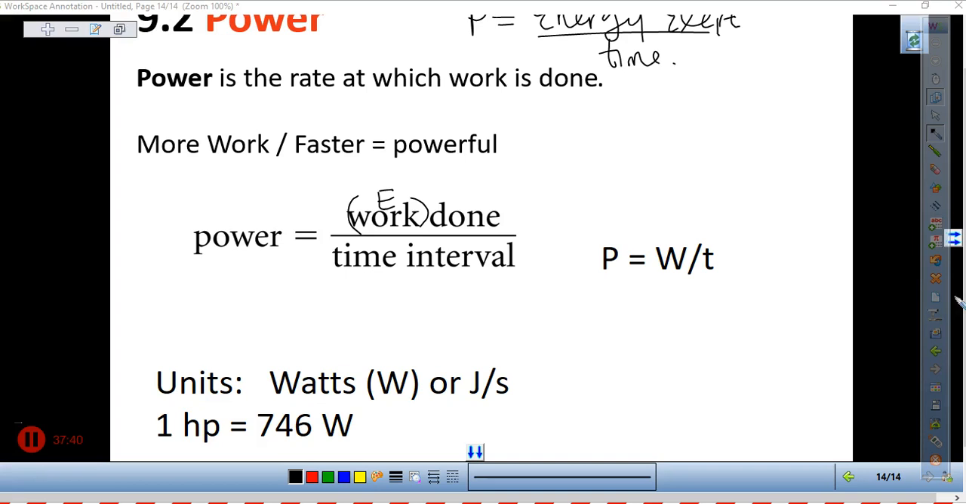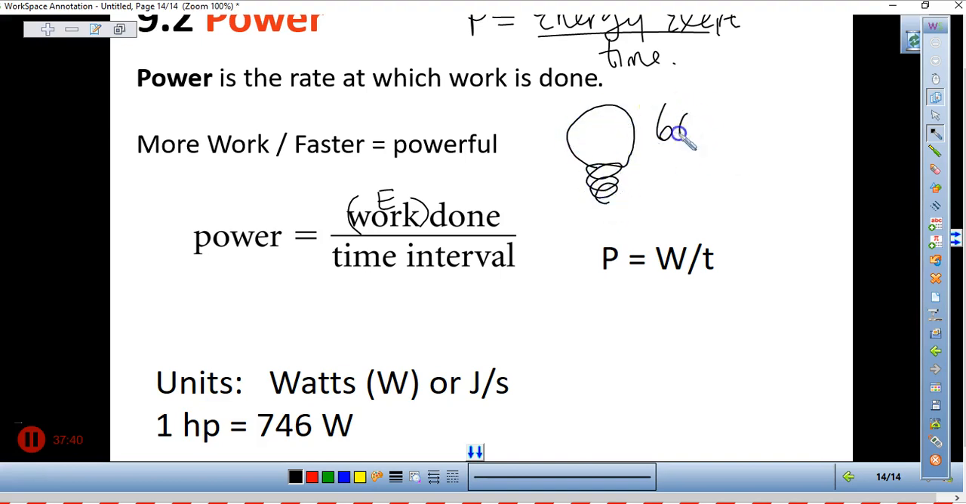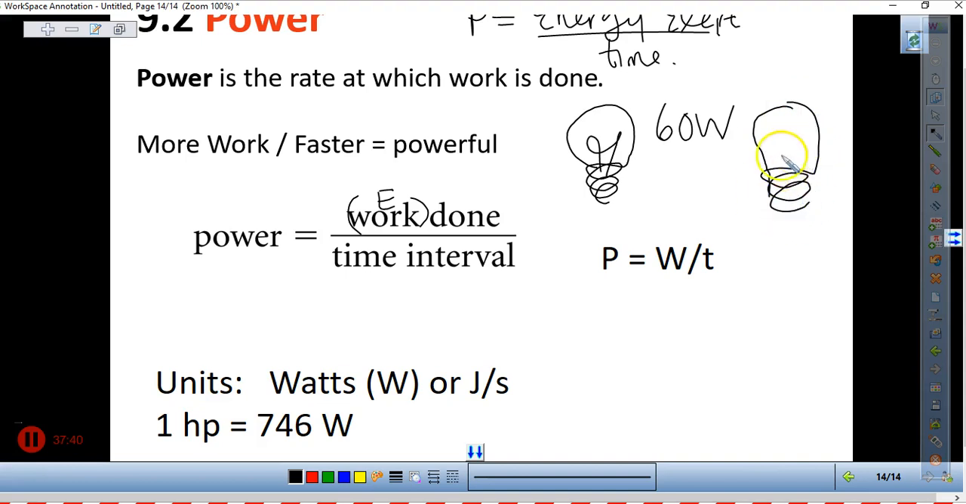Quick note about power. Does anyone recognize this with light bulbs? A 60-watt light bulb? Or a 100-watt light bulb? What this physically means is it's exerting 60 joules per second of energy, and this one's 100 joules per second. Based on that, which one do you think is brighter, 60 or 100? 100.